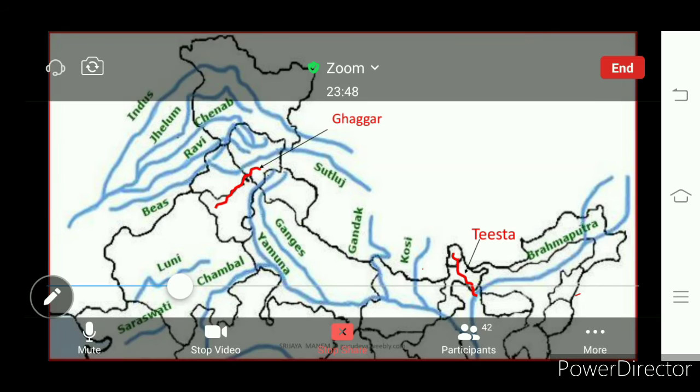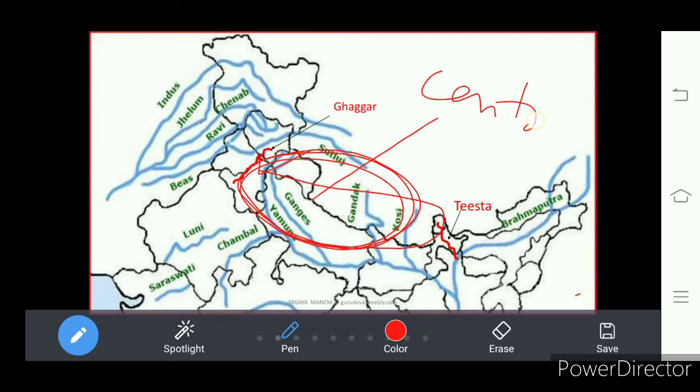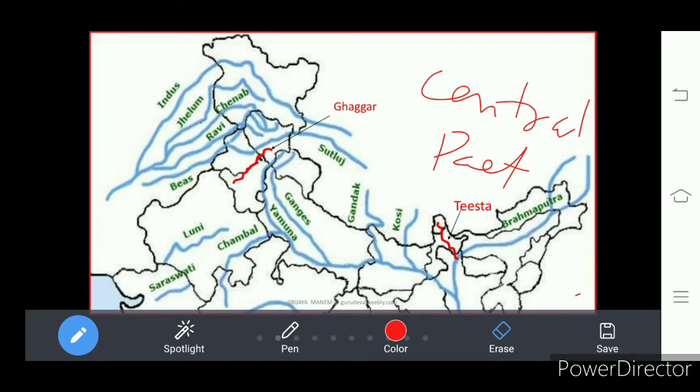Now look at the slide. Where is Gagar? Here it is, river Gagar, and Tista river is in Sikkim. So from Gagar to Tista, these plains we call the central part. And this central part was formed by river Ganga and its tributaries.